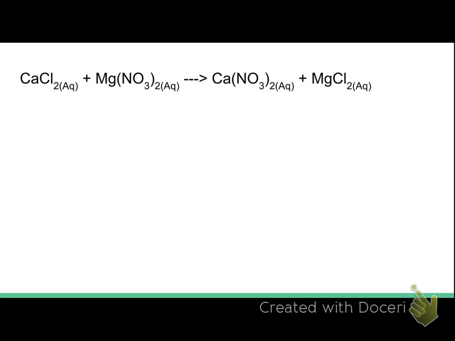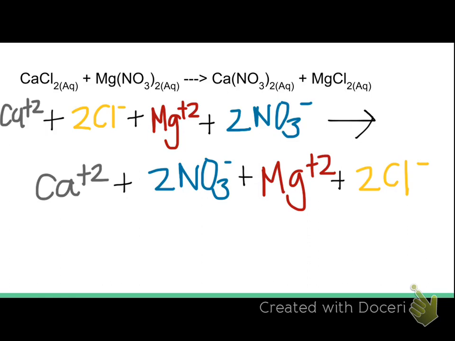One last one. All right, what I want you to do, this is already balanced for you. I want you to go through and write out the complete ionic equation. Once you've written the complete ionic, come back and we'll finish the rest of the problem together. All right, so here's what you should have for your complete ionic equation. So everything broken apart with their charges.